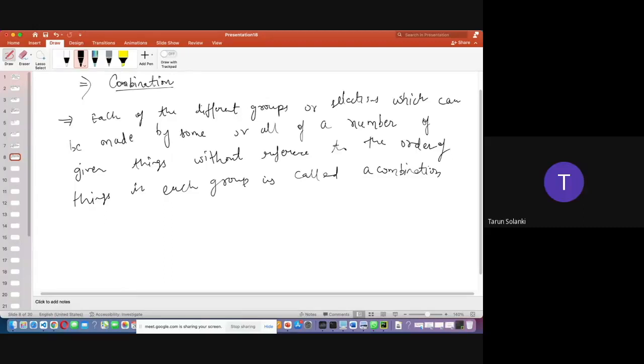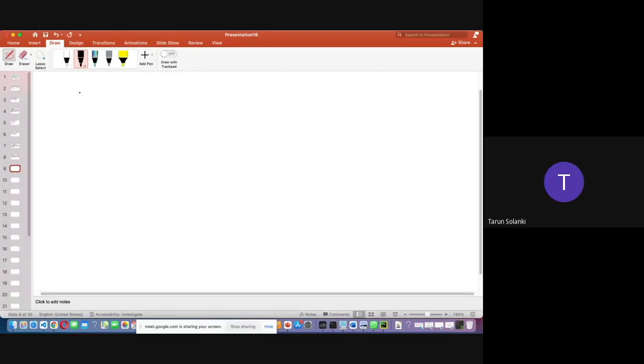Meaning, each of the different groups or selections which can be made out of some or all of a number of given things without any reference to the order of the things in each group will be called a combination, right? So when we take examples, you will get to know it. Okay, difference between permutation and combination.